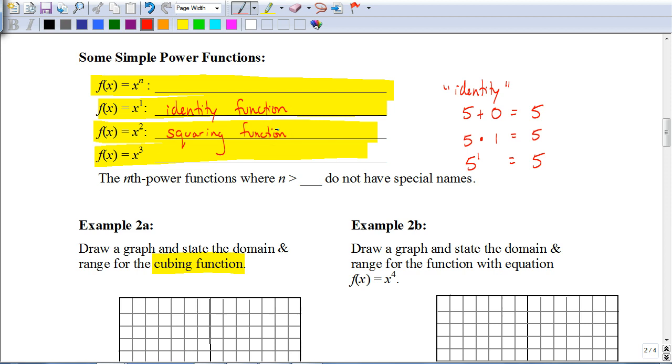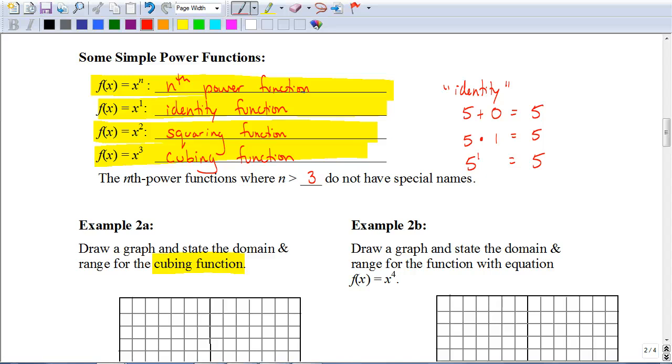So if that's the squaring function, if I have something raised to the third power, we would call that the cubing function. Now, important thing to know is that any exponent greater than 3 does not have a special name. So anything beyond that we just call nth power functions. Anything raised to the 7th power, we just call the 7th power function.